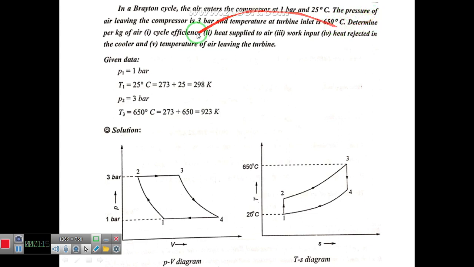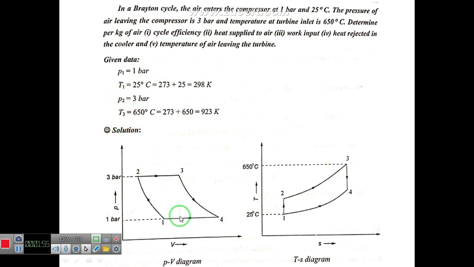Determine, per kg of air: first, the cycle efficiency; second, the heat supplied to air; third, the work input; fourth, the heat rejected in the coolant; fifth, the temperature of air leaving the turbine. So these are the values we have to determine from this problem. First we write the given data: P1 and T1, P2 and T3 are given in our problem.